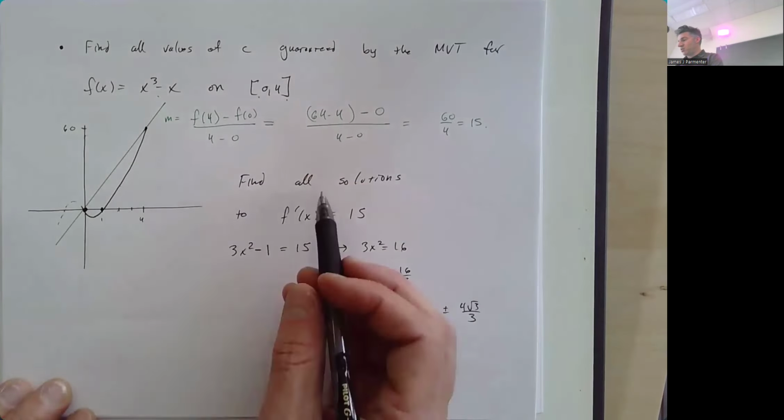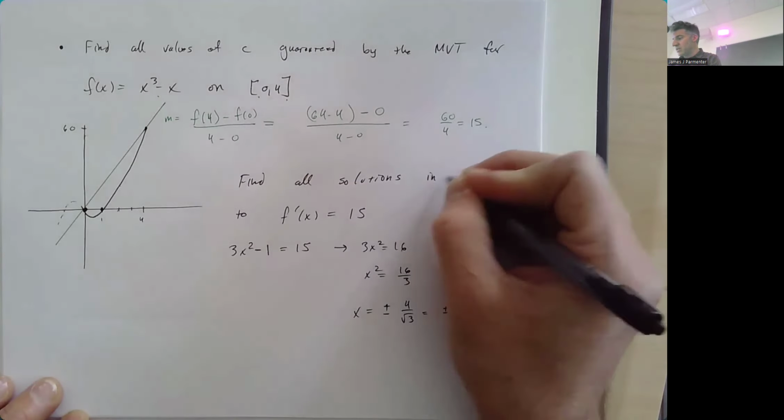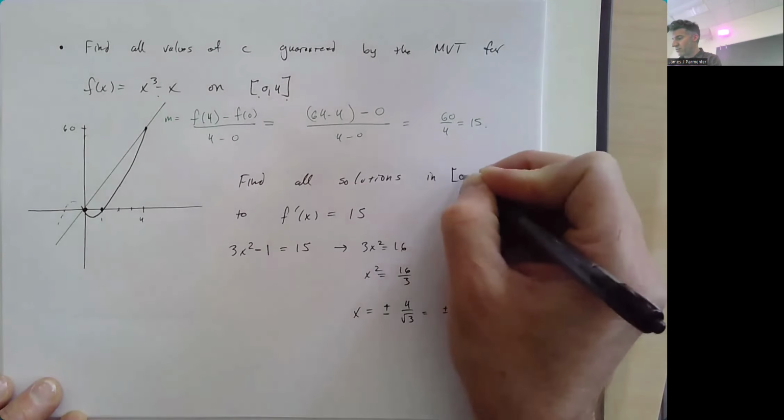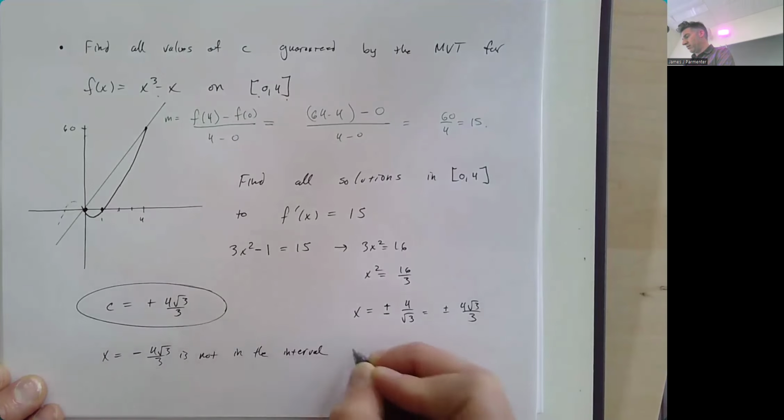So we have to find all solutions in the interval to this derivative. The only one that qualifies here is c equals the positive 4 root 3 over 3. The other solution, x equals negative 4 root 3 over 3, is not in the interval, and thus not guaranteed by the mean value theorem.